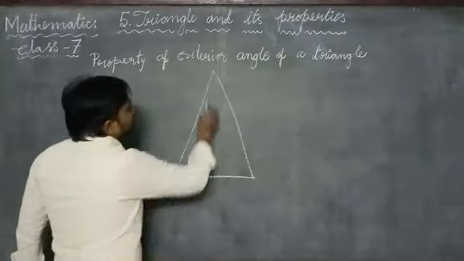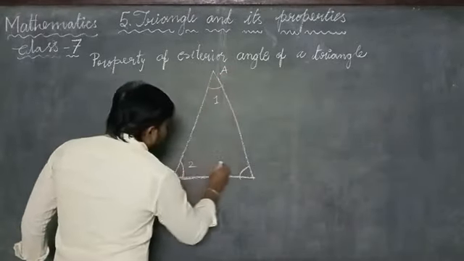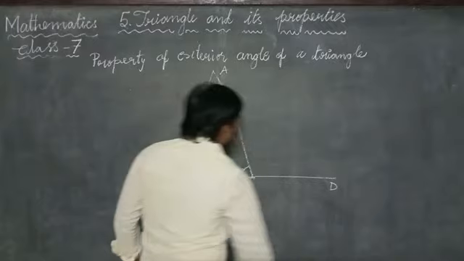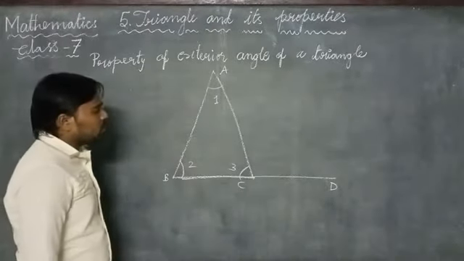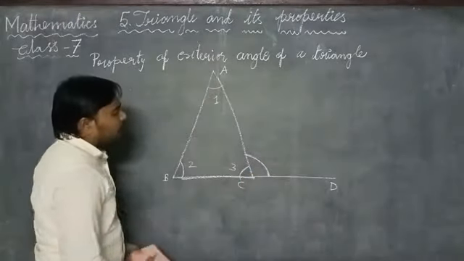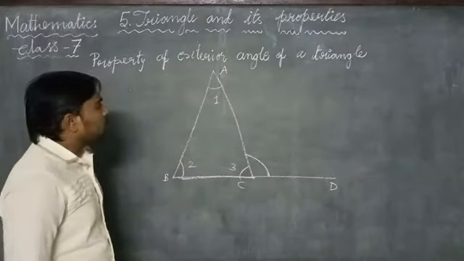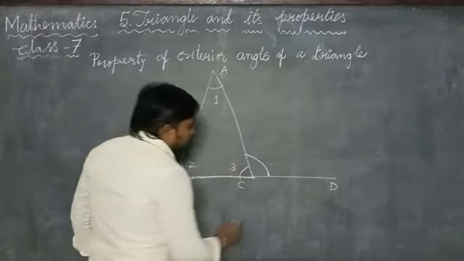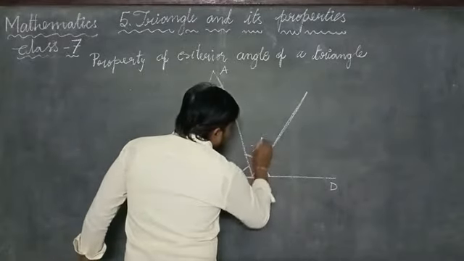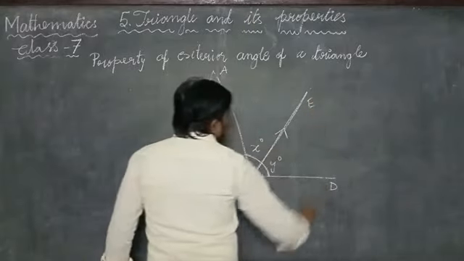Okay, now let us see here. It is the triangle ABC. Here the angles 1, 2, 3, and the side BC. Suppose here is the line segment BCD. We have to prove that this exterior angle is equal to the sum of the opposite internal angles. For that we have to draw the line segment CE. Here it is x degrees and it is y degrees. Okay, this is the line segment CE.